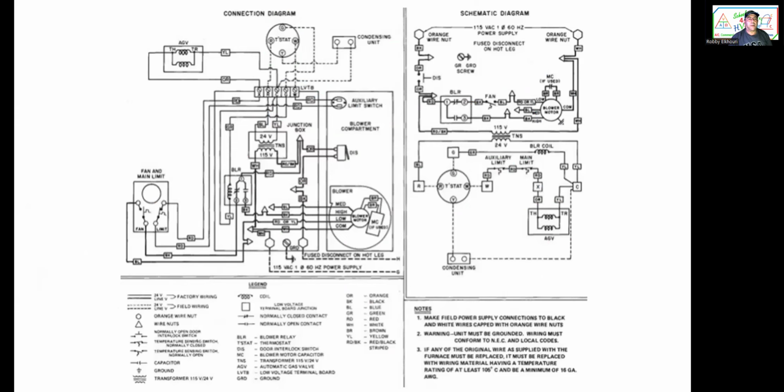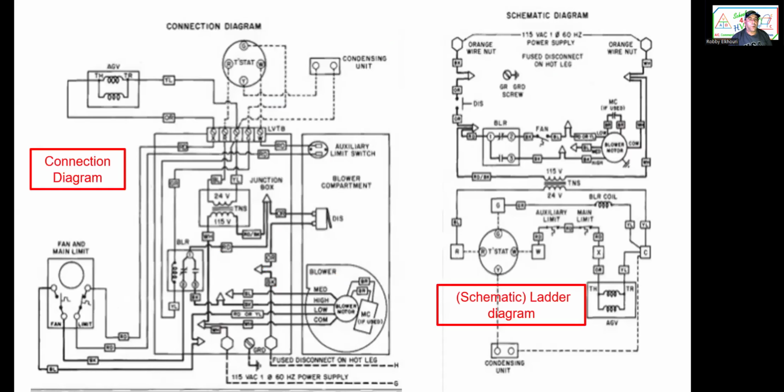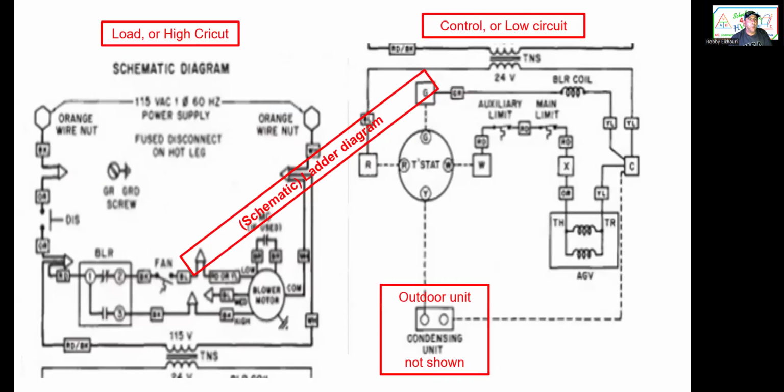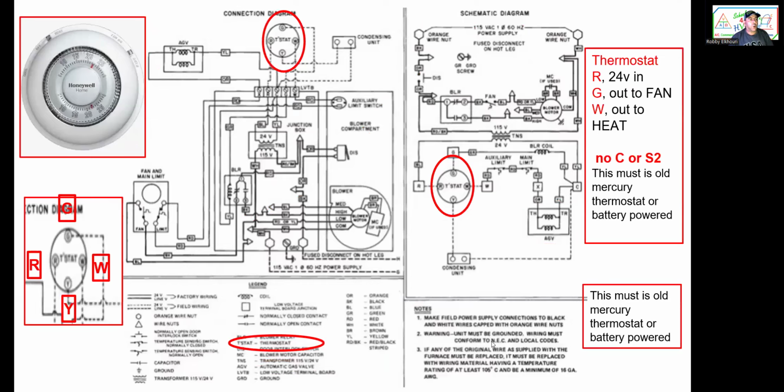Now next, this is ladder and pictorial. Boom. So we have, again, one is the connection diagram, one is the ladder diagram. All righty. And this is the same thing. I just zoomed in. Which one is easier to read? The only thing is the outdoor unit is not shown. So we have the, let's start again.